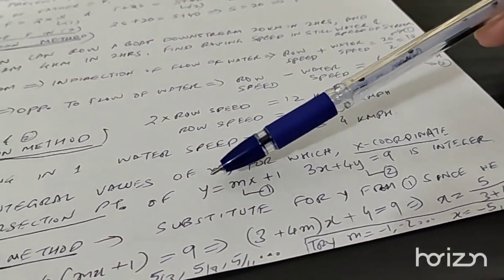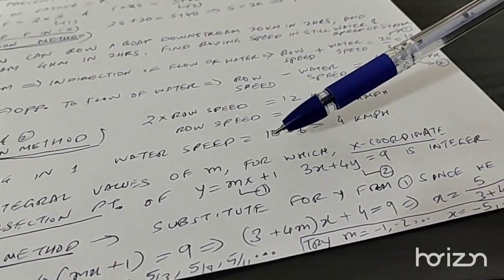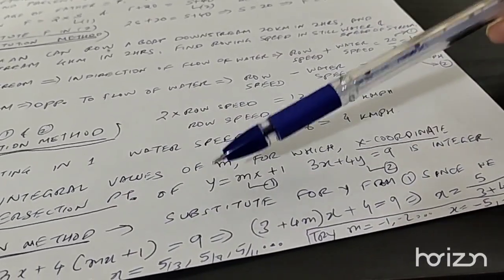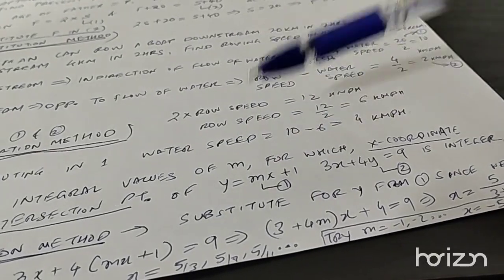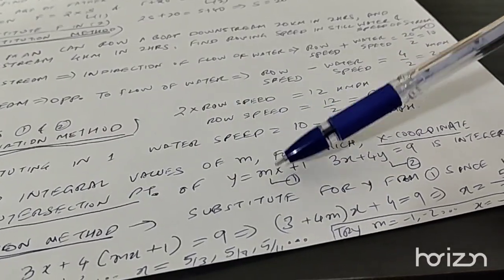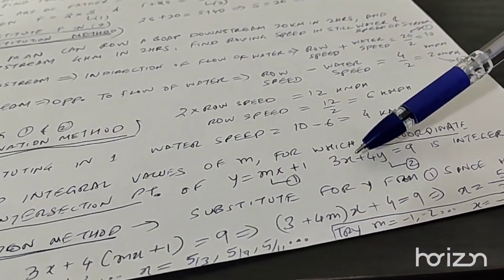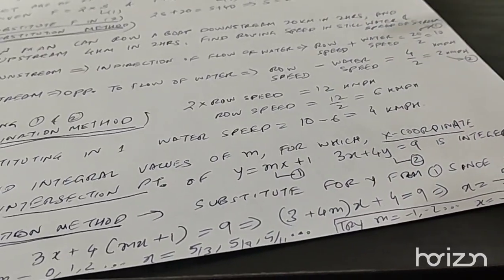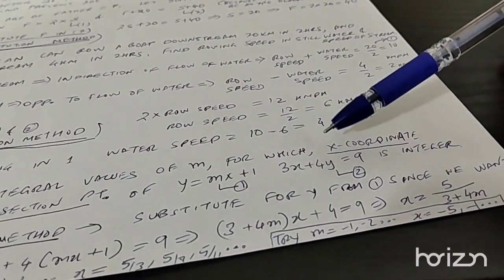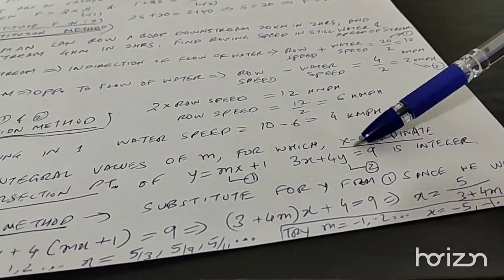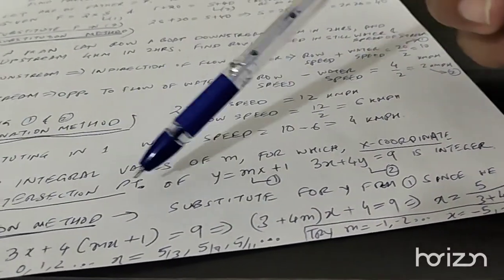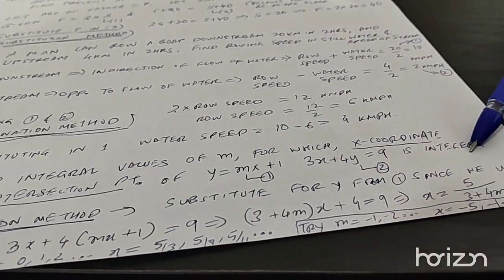So there are two lines given. One is y is equal to mx plus 1. That is one line. And the second line is 3x plus 4y is equal to 9. Now you have to find the intersection point. Intersection point means the x comma y which, when you substitute into these equations, will be correct for both. So what they are asking is, if you take the intersection point of these two lines, for which m will the x coordinate of the intersection point be an integer?